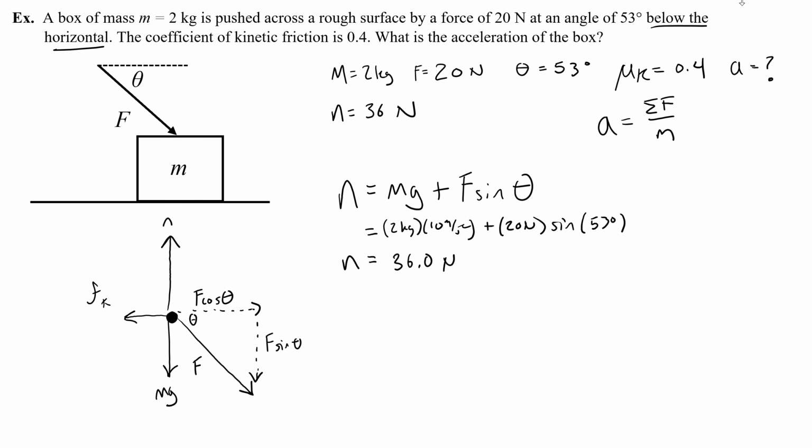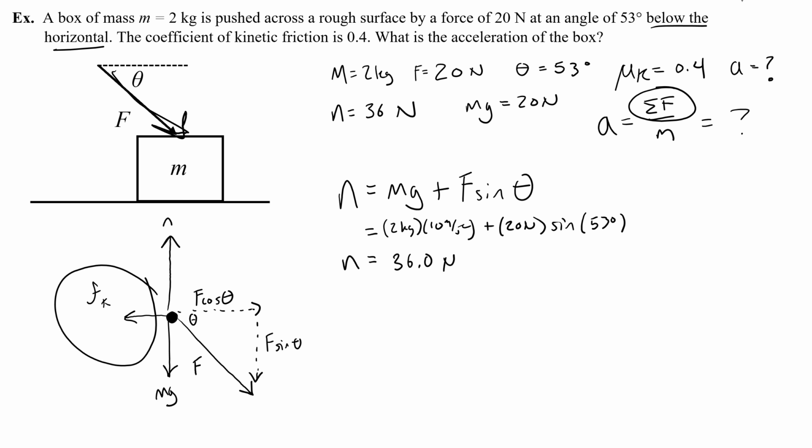Now, notice that that's not the weight, right? The weight, mg, is 20 newtons. So the normal force, again, you're pushing down into the box, which means the table has to support more force because you're pushing it into the table, or maybe this is the ground or something like that. Okay, so why did I want to find the normal force? Well, because I need to know what the value of friction is if I want to find the net force to get the acceleration. So now that we've found the normal force, let's move on to friction.